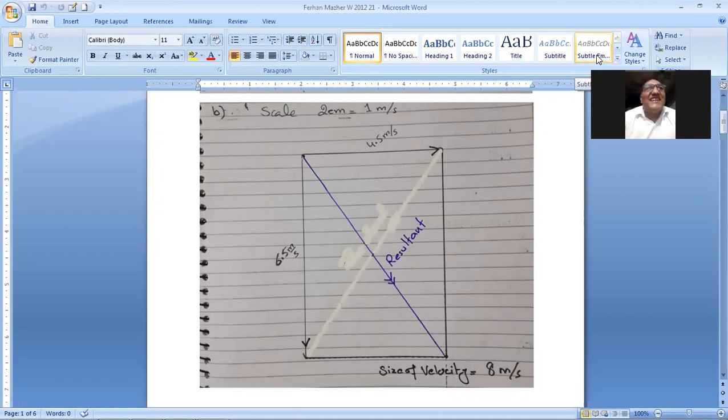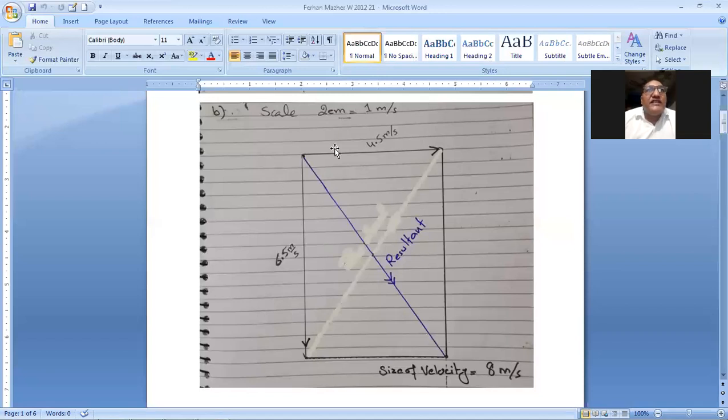So I'm back again. I was telling you that we have drawn that vector diagram on a paper. The scale I have chosen is 2 centimeter representing 1 meter per second. The horizontal velocity was 4.5 meter per second, so here I have represented it with a length of 9 centimeters. The vertical velocity, which was downward, was 6.5 meter per second, and I have represented it with a 13 centimeter line. The angle between these two is 90 degrees because this is horizontal and this is vertical.